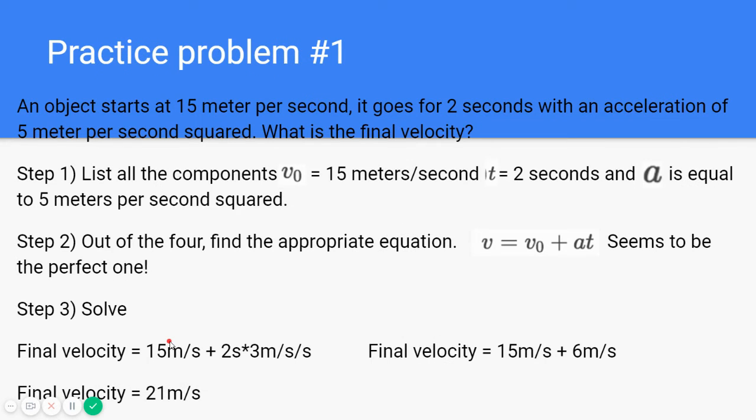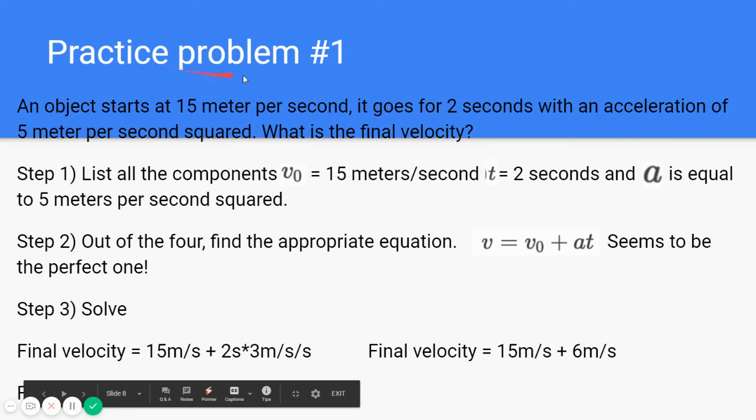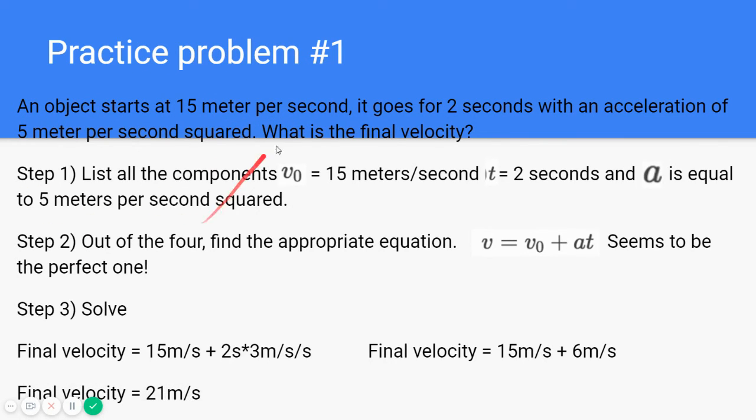Okay, so now let's do some practice problems. So this will help you see how these questions are done. So practice problem number 1. An object starts at 15 meters per second. It goes for 2 seconds with an acceleration of 5 meters per second squared. What is the final velocity? So this is how you solve these questions. So now these are like multi-step questions, so you would want to write it down.